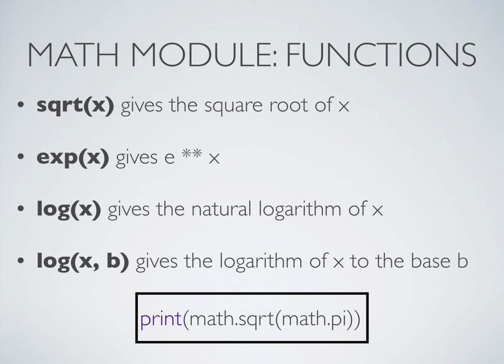So again, with any of these math module functions, depending on how you imported math, if you just did import math, then you need to do math dot in front of all the function calls. So this line of code down here, this is an example of displaying the square root of pi.